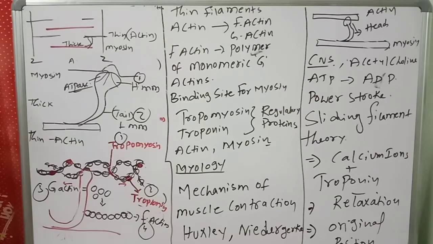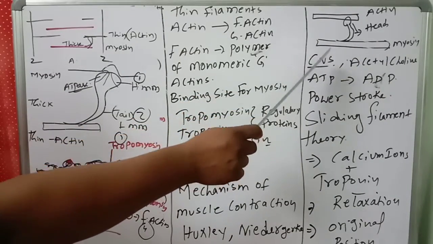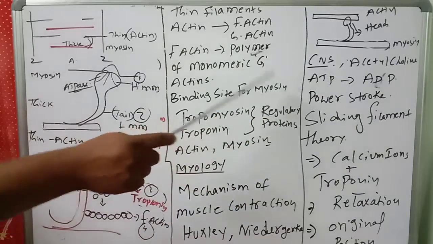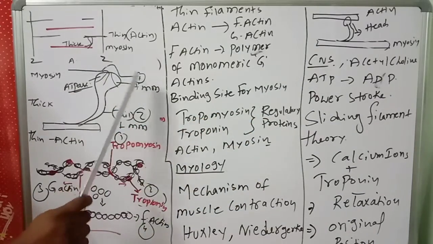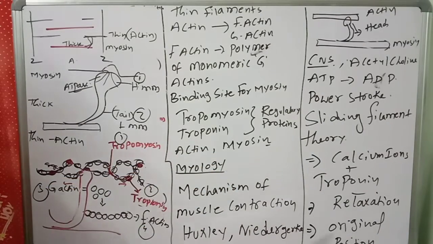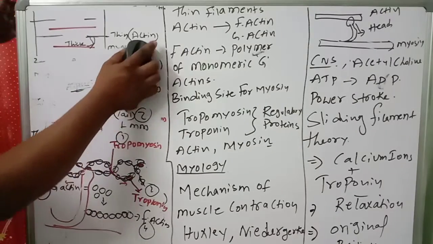This was proposed by Huxley and Niedergerke. This will be under the control of the central nervous system, the neurotransmitters. ATP will be converted into ADP. So the theory is called the sliding theory. Now, calcium and troponin, as I said, there is one mechanism. If you observe very carefully, that mechanism will be discussed now.